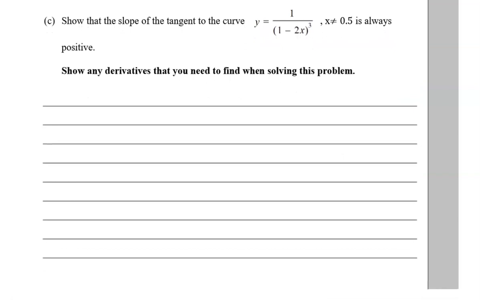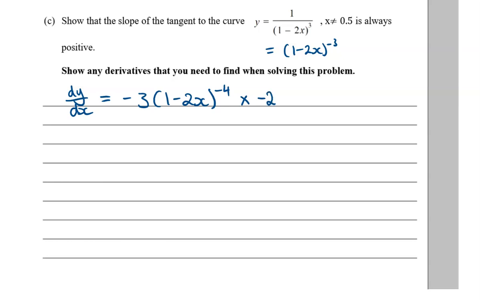Part C, we want to show the slope of the tangent to this curve is always positive. So if we're looking for the slope of the tangent, that again is the derivative of the curve. So that derivative of this one, this is 1 minus 2x to the minus 3. So that becomes minus 3, 1 minus 2x, reduce that power by 1 and times by the derivative of the inside. So that becomes 6 over 1 minus 2x to the 4.